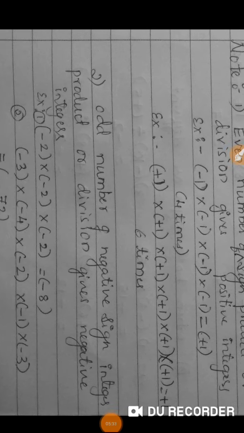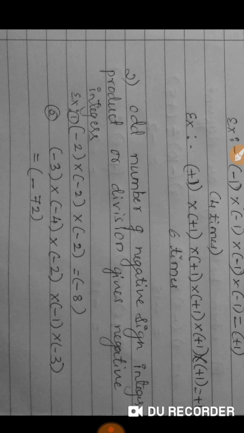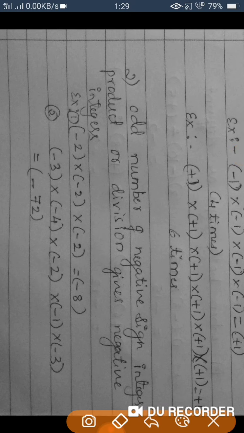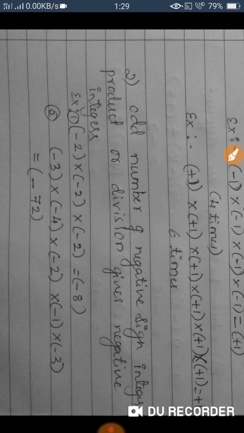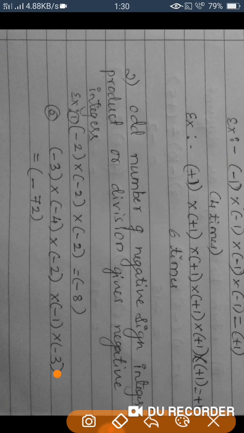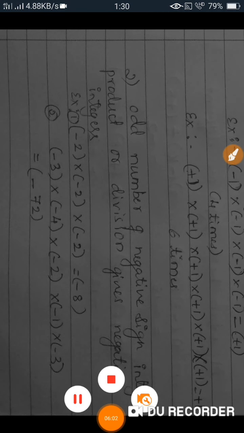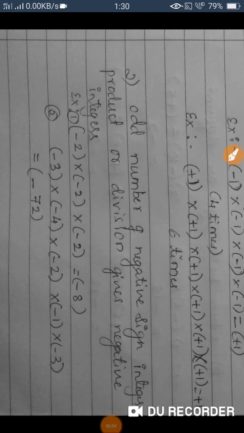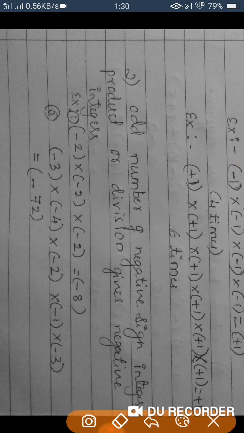See the second note. Odd number of negative signs. Just now I said an odd number of negative sign integers, the product gives a negative integer. So just now I have written an example: -2 into -2 into -2. So 3 times means it is repeated an odd number of times.